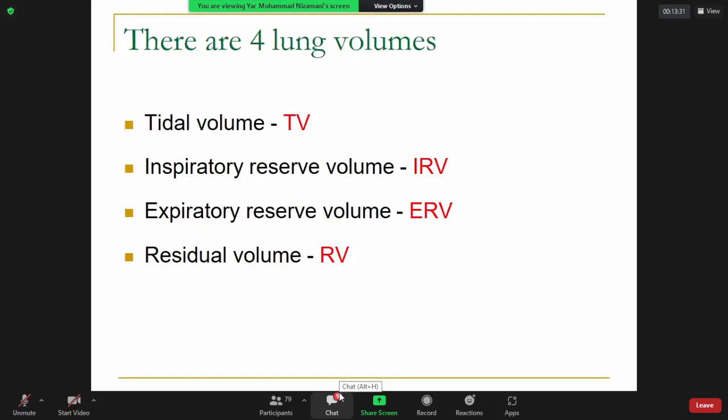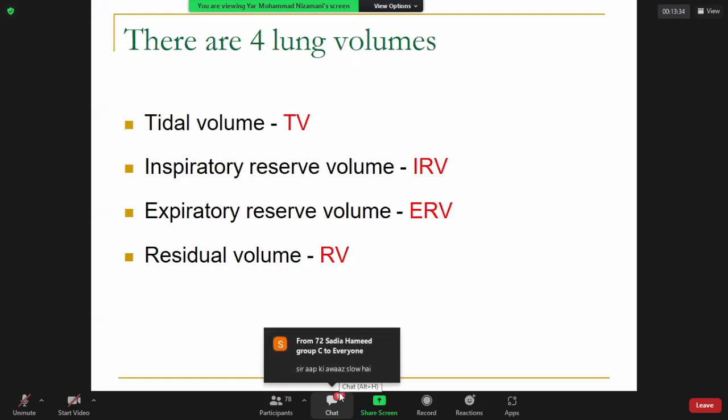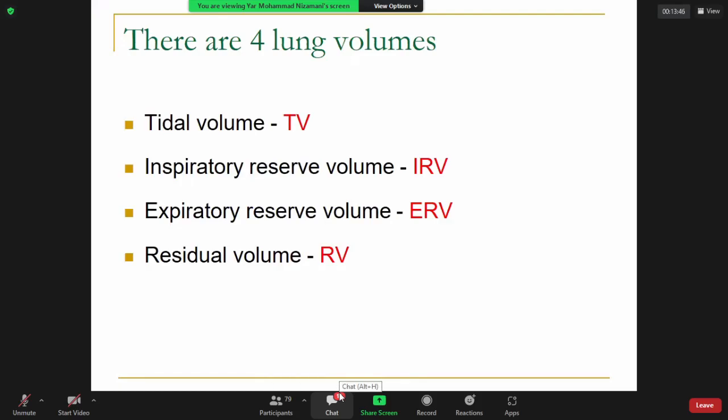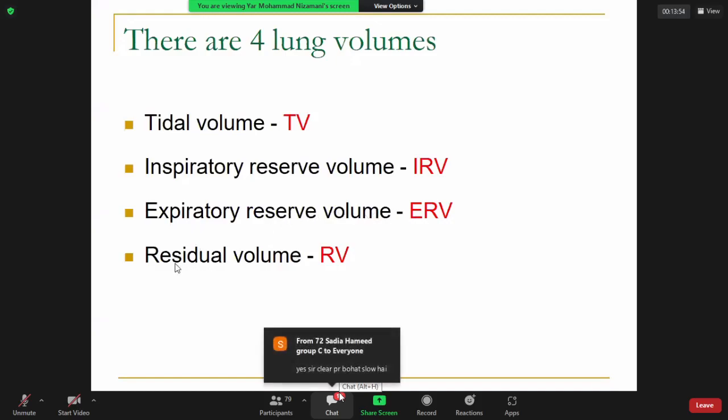Okay, beta? So basically, there are 4 lung volumes. Number one is tidal volume, that is TV. अब ध्यान रखना objective पे. You must be able to define all lung volumes and capacities with their normal values, with their significance. So TV is tidal volume. Another is inspiratory reserve volume. Third is expiratory reserve volume. Fourth is residual volume. अब इन नाम के अंदर ही डेफिनेशन छुपी हुई है बच्चों.